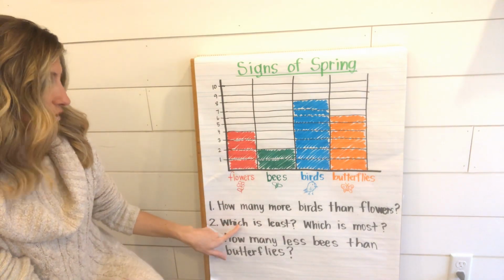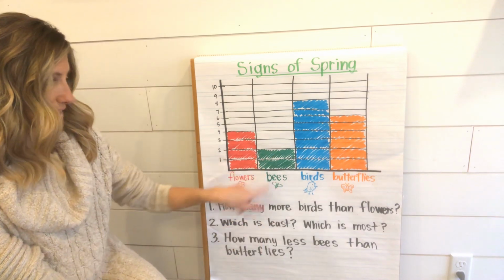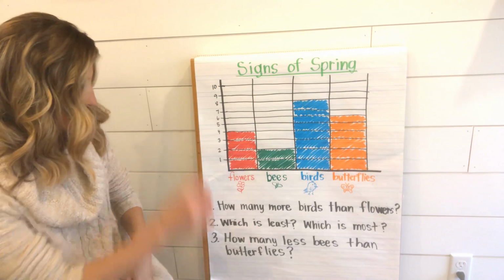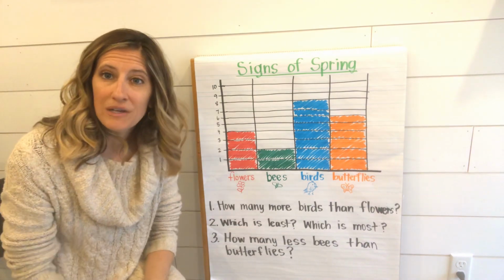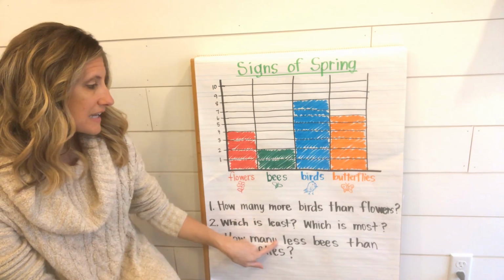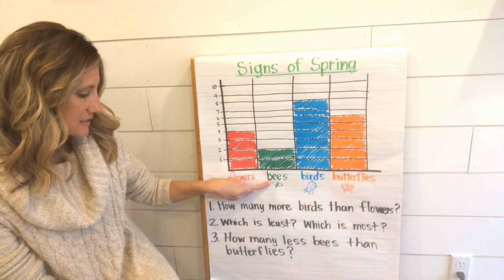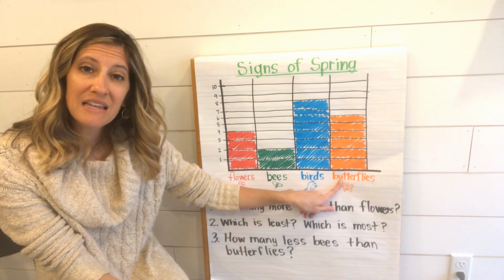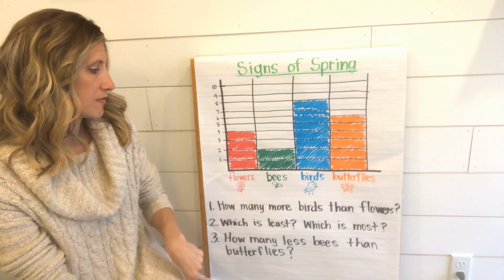So we've already answered which one has the least. We said bees. And which is the most? We said birds. So the last question I want to ask you to think about is how many less bees are there than butterflies? So how many less bees are there than butterflies?